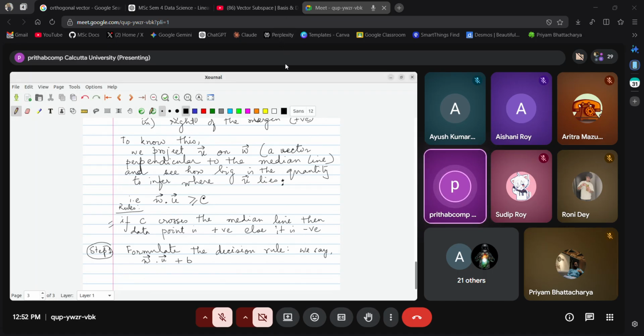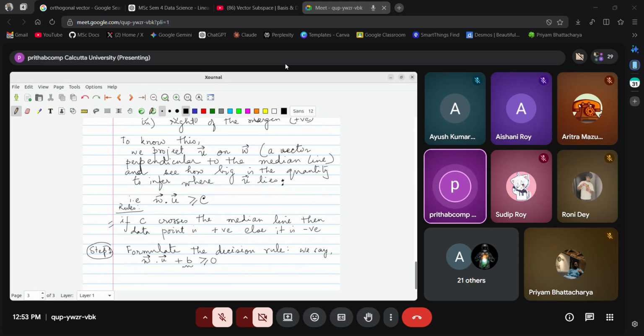Yes. So we formulate this decision rule. We say that this dot product w dot u plus b is greater than or equal to 0. What is this plus b? We are saying that if that value crosses the median line, then the data point is positive, else it is negative.